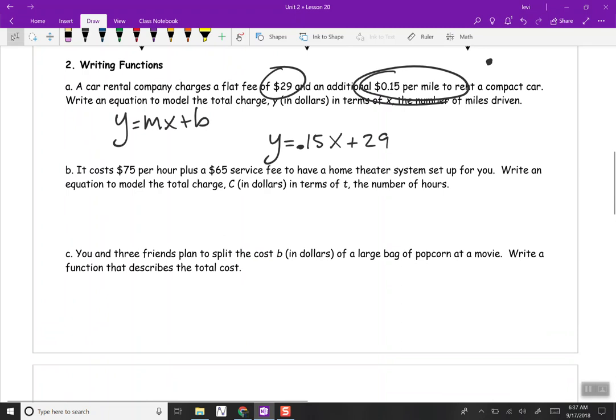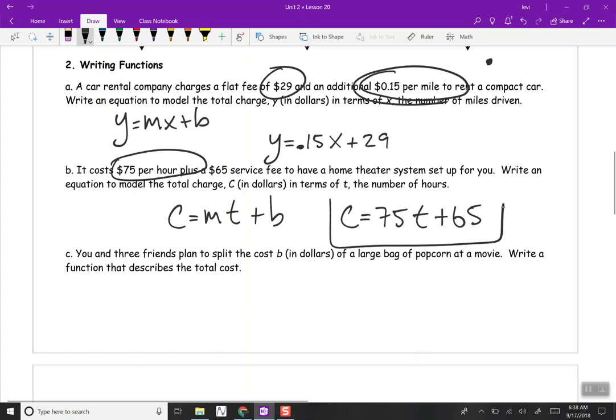It costs $75 per hour plus $65 service fee to have the home theater set up for you. Write an equation to model the charge C in terms of T, the number of hours. So cost is equal to the same thing. This would just be C equals M T plus B, same equation, just different letters. How much is it per hour? That's our slope. So 75 per hour. And T is time in hours in this case, plus our $65 service fee, so plus 65.